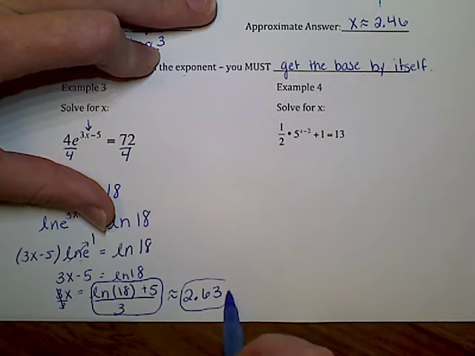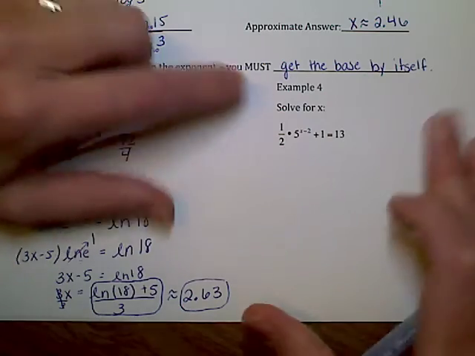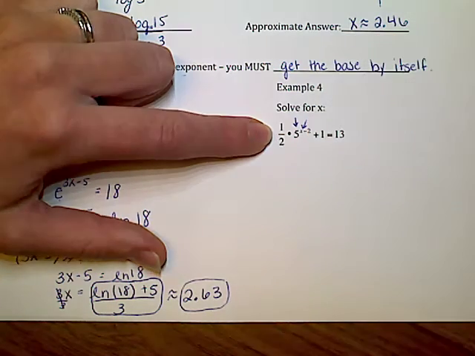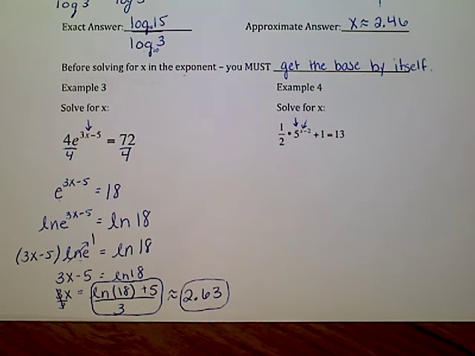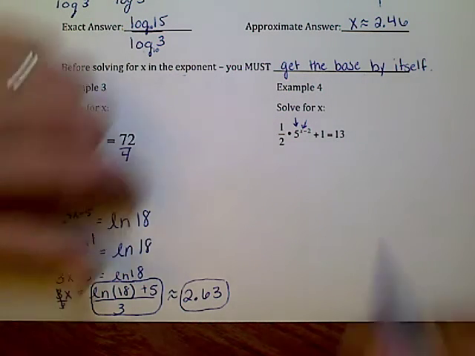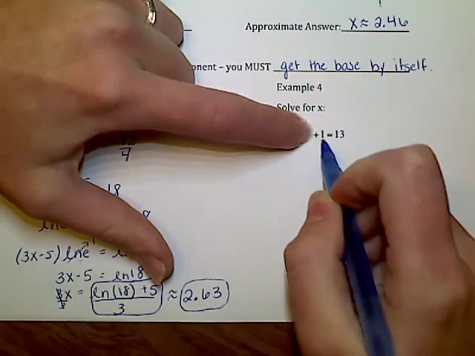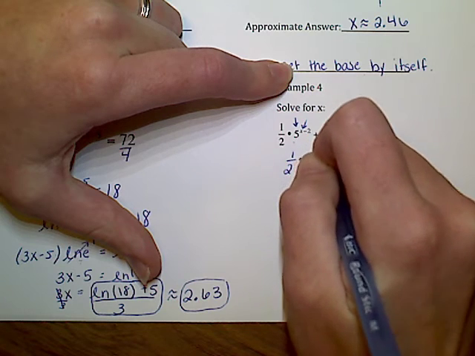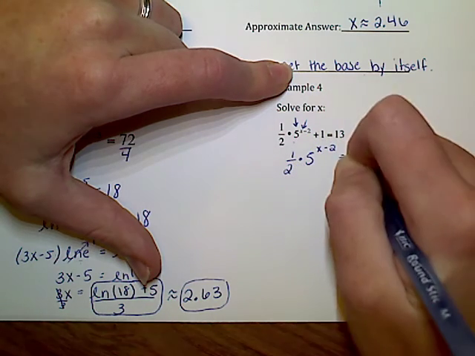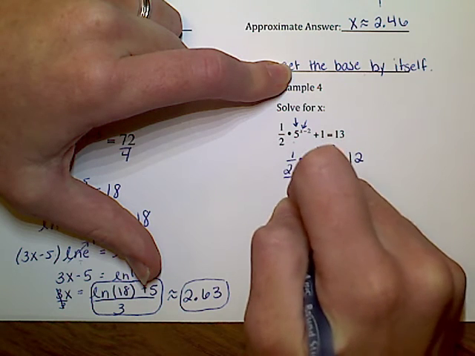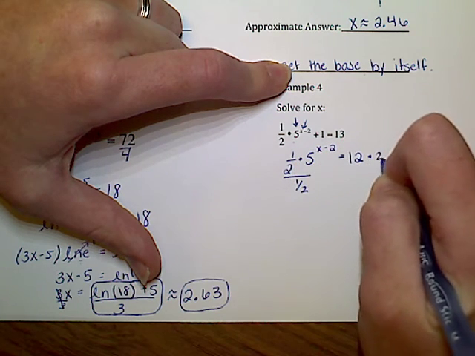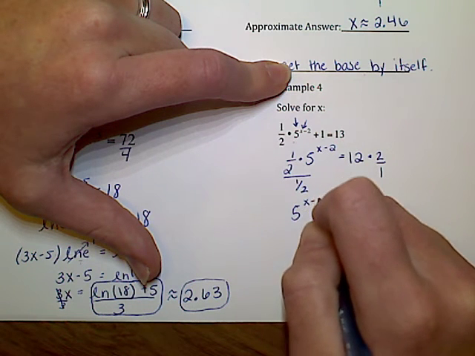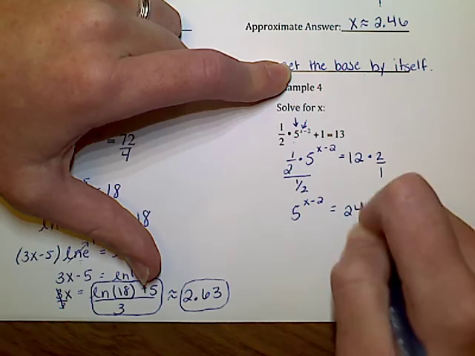Okay. So let's look at another one here. The 5 is our base, and we're trying to solve for that variable in the exponent. So I got to do a little work on getting that 5 by itself. I'm going to subtract the 1. When I divide by 1/2, that's the same as multiplying by its reciprocal. So I have 5 to the x minus 2 equals 24.